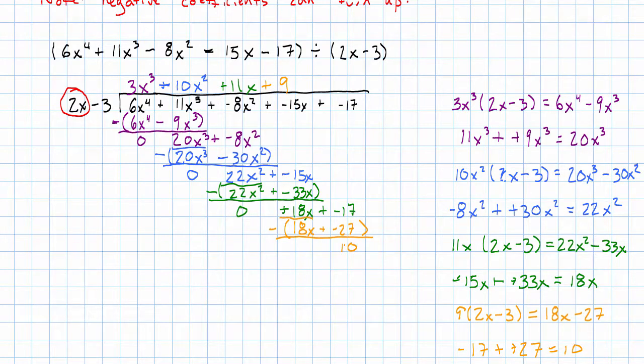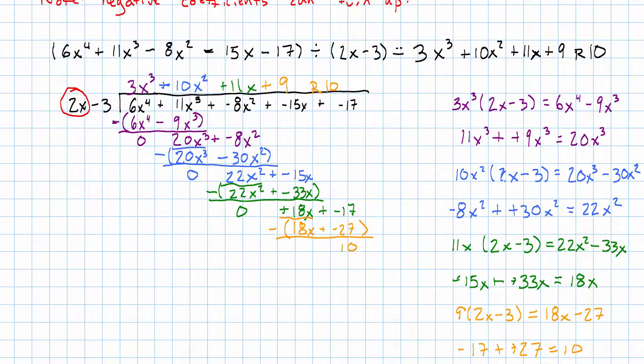What do I do with that 10? Like in the whole number case, that is a remainder. I get 3x to the third plus 10x squared plus 11x plus 9, remainder 10.